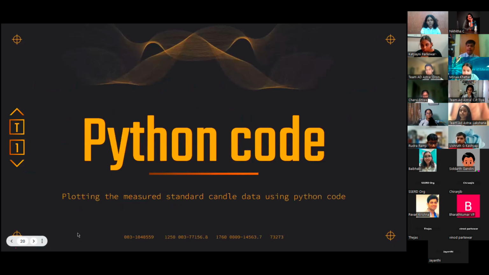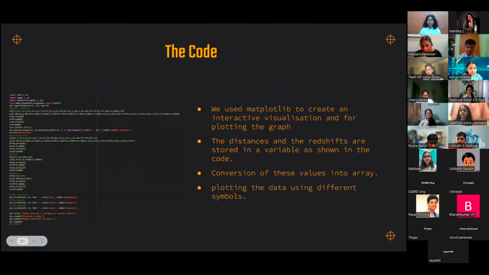Good evening, all. I'm Pradyum Bharat Kumar, and I'm going to be presenting about how we plotted the graph using Python. So first, let us take a look at the code. We as a team shortlisted 3 types of standard candles, namely supernovas, quasars, and galaxies. We calculated the distance by using the distance modulus formula, and we got values which were really close enough to the actual ones. So the x-axis consists of the distances and the y-axis consists of the radial velocities.